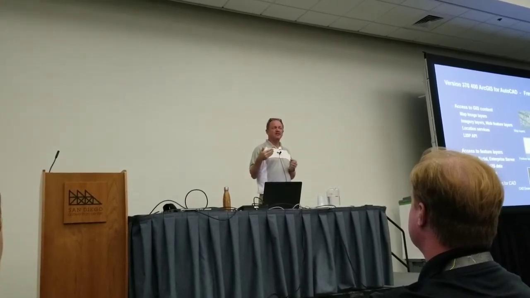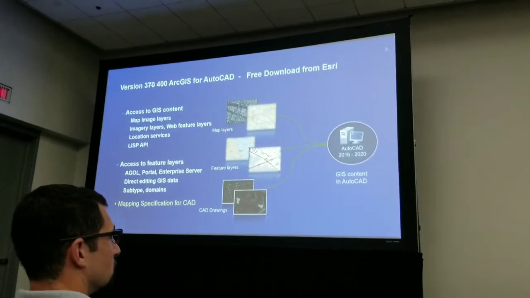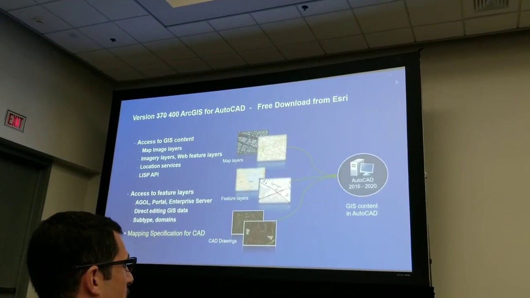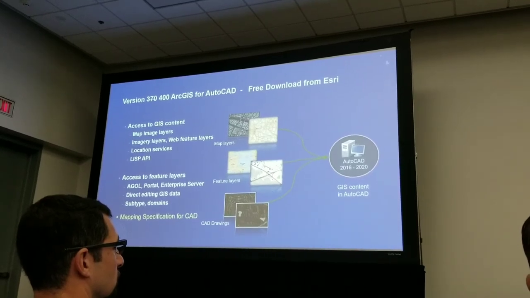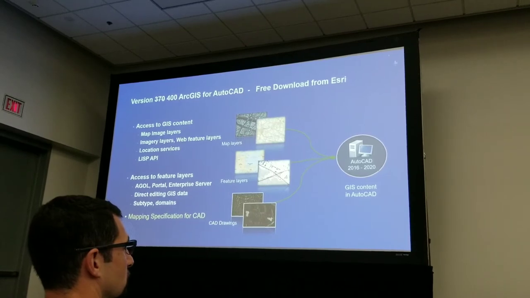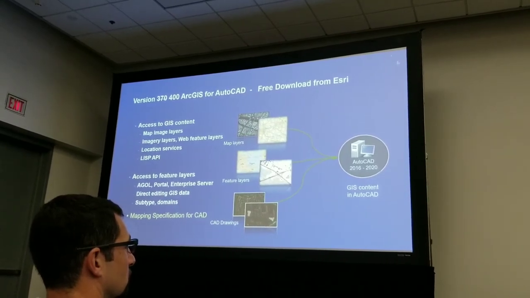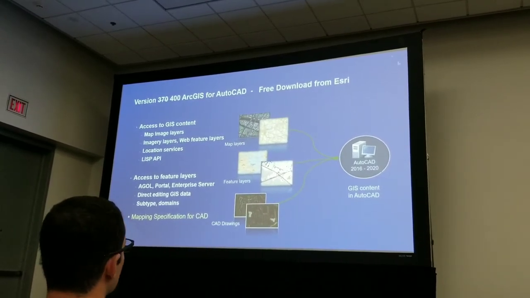So if you have that opportunity and you've got willing participants within your colleagues, you should take a look at that. One thing I'll mention is the 370 release right now supports feature services and all the things I said, but the 400 release, which is coming in the fall, is going to support ArcGIS Online, your named user. It's also going to be able to connect to your portals. Before, you could see stuff outside of your portal, but you couldn't see in the portal.